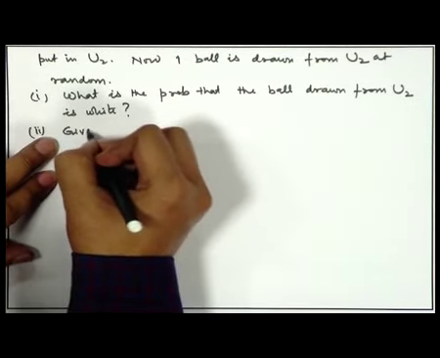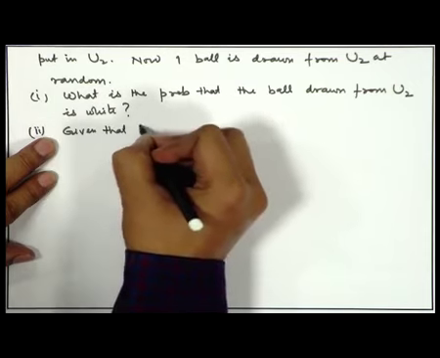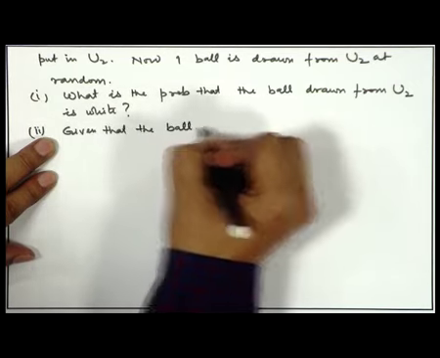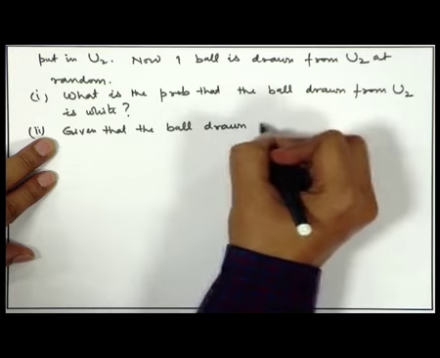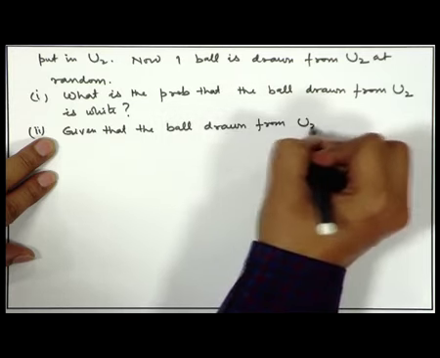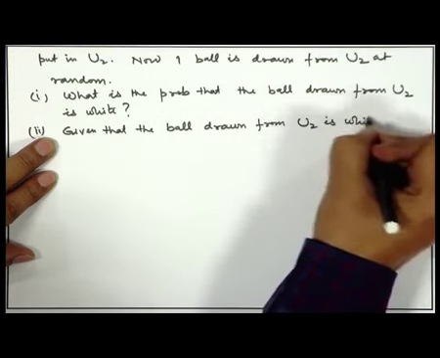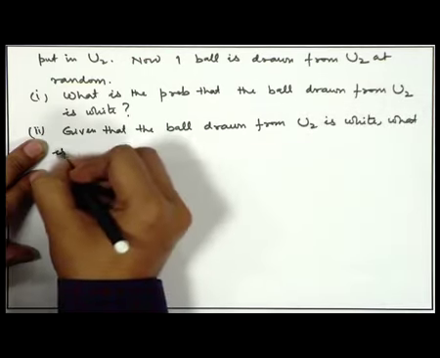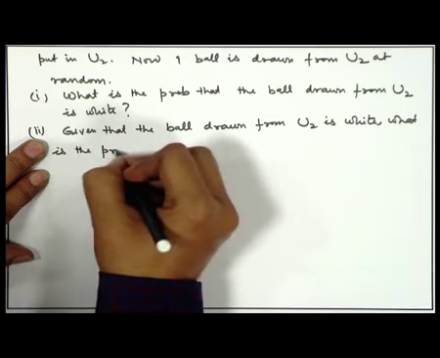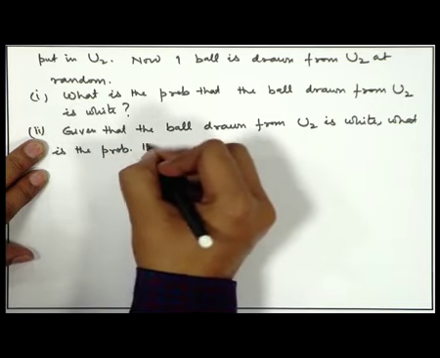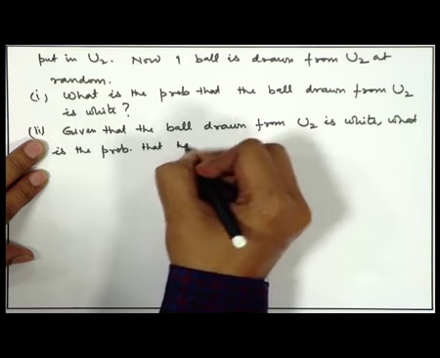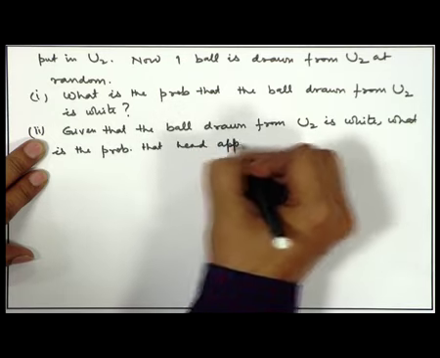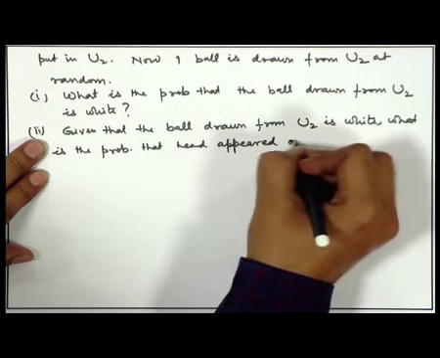Given that the ball drawn from U2 is white, what is the probability that head appeared on the coin?